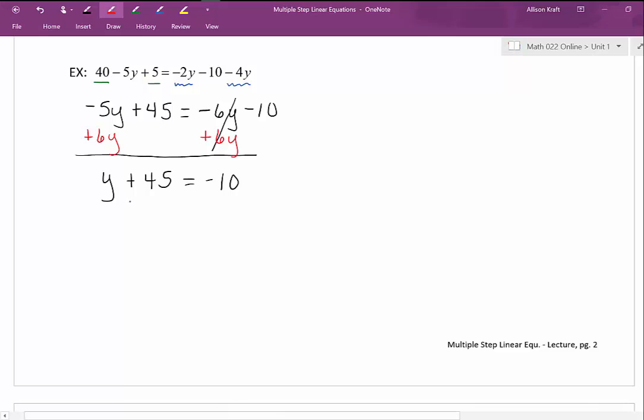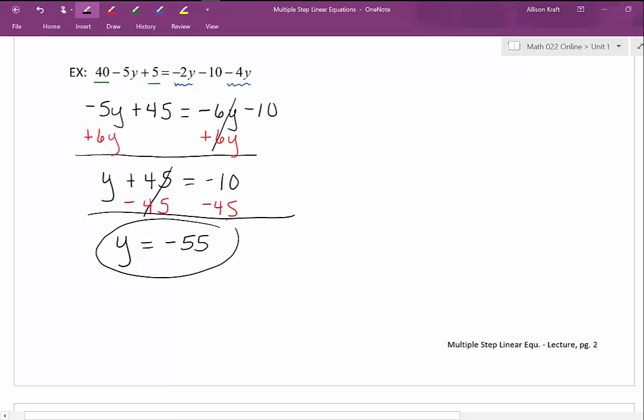To move this plus 45, I'm going to do the opposite operation, and I'm going to subtract 45 from both sides. The 45's on the left cancel out, leaving me with just y, and on the right-hand side, negative 55. The solution to this equation is y equals negative 55.